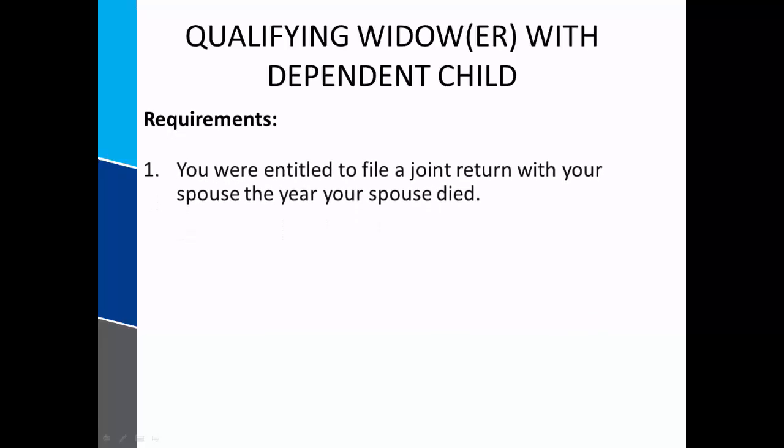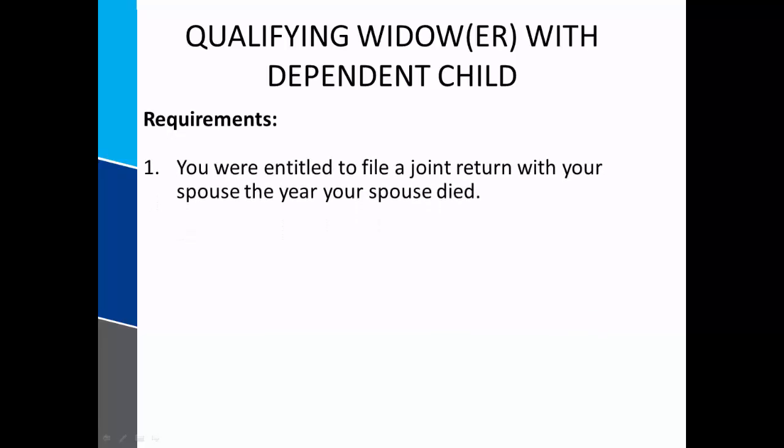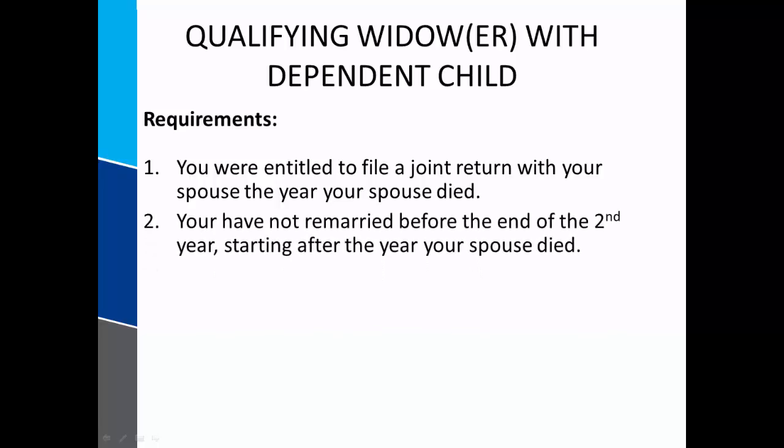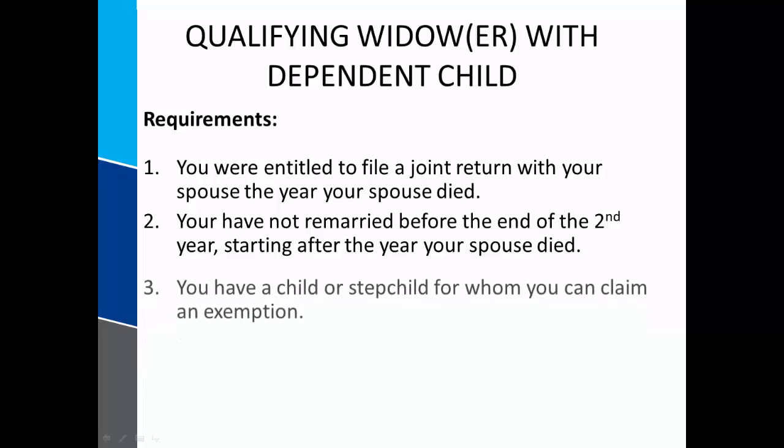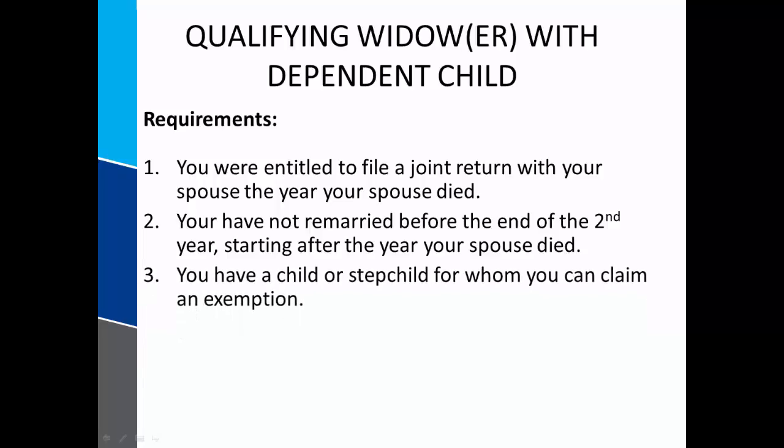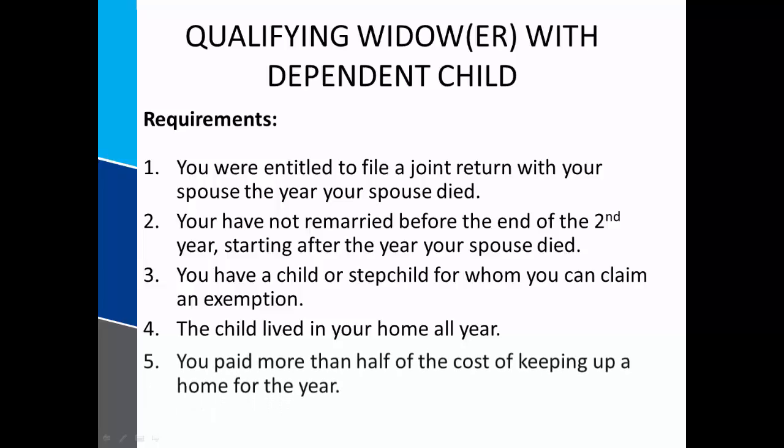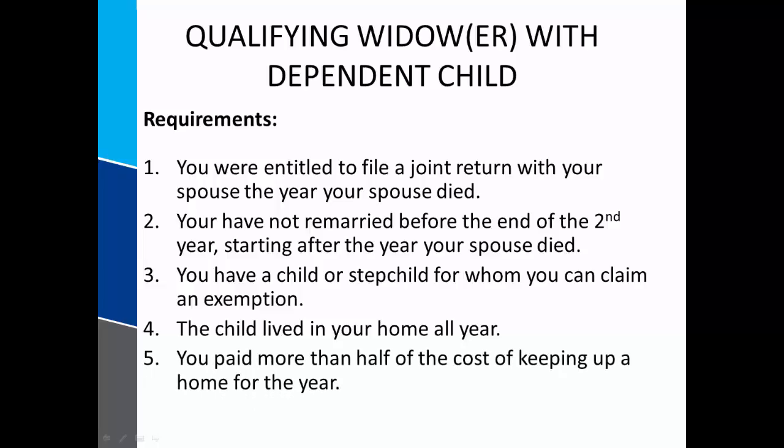You are eligible if you meet all of the following tests. 1. You were entitled to file a joint return with your spouse the year your spouse died. 2. You have not remarried before the end of the second year, starting after the year your spouse died. 3. You have a child or stepchild for whom you can claim an exemption. This does not include a foster child. 4. The child lived in your home all year. And 5. You paid more than half the cost of keeping up a home for the year.